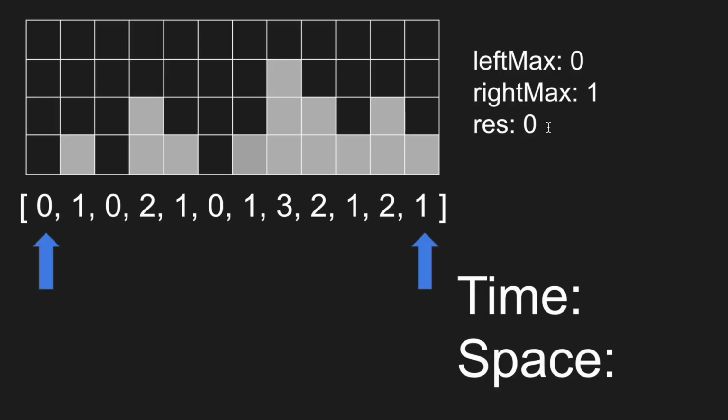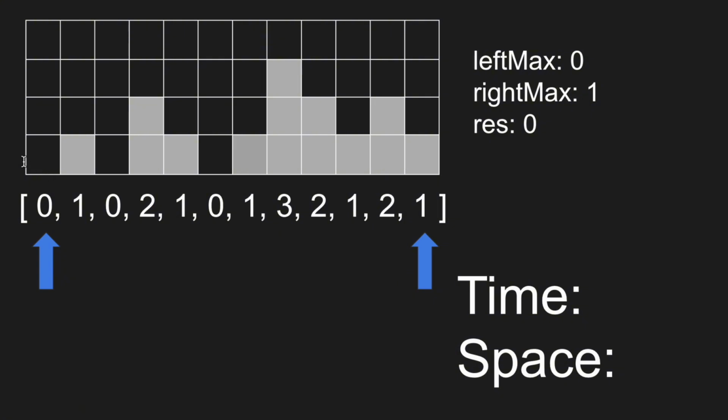A more efficient way to solve this problem is that we can set up 2 pointers, and then we'll have an initial right max and an initial left max. So the initial left max is 0 because there's 0 gray squares on the left, and the initial right max would be 1 because there's 1 gray square on the right. And if the left max is less than the right max, then we will shift the left pointer, and if the right max is greater than the left max, then we will shift the right pointer. And if the left max is equal to the right max, then we will also shift the right pointer.